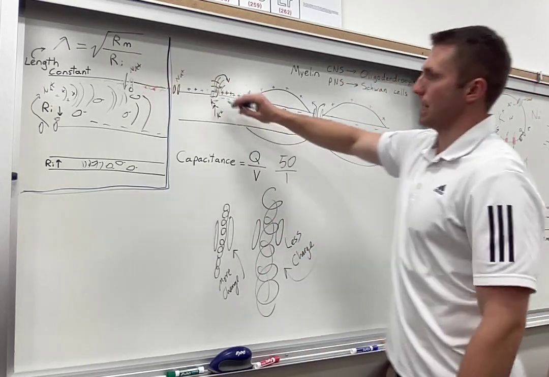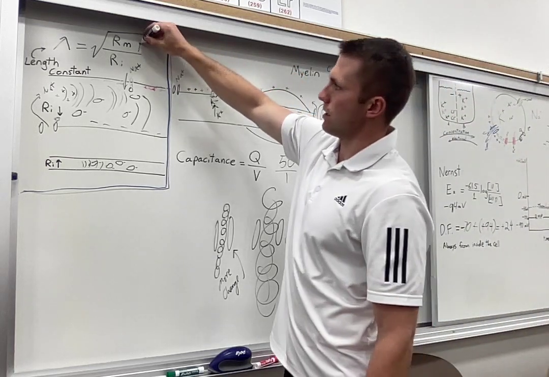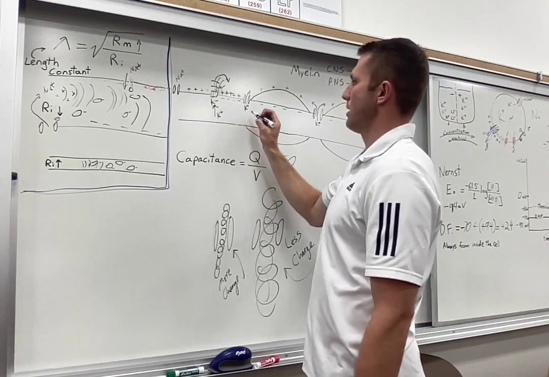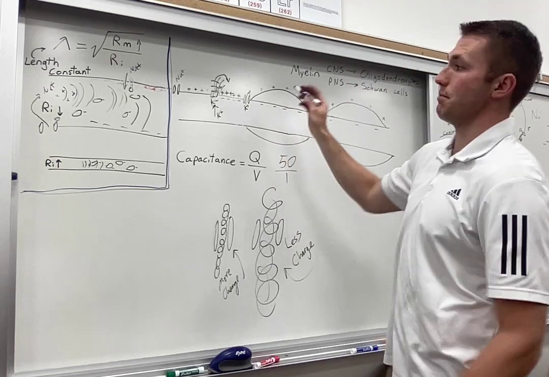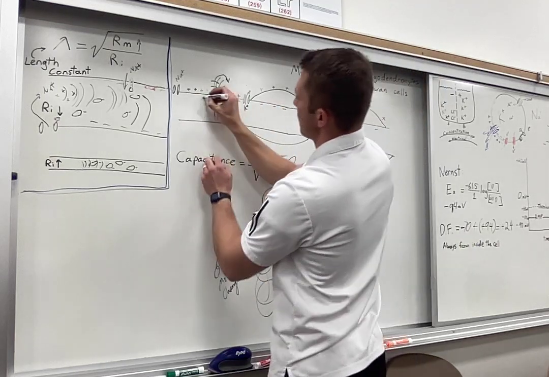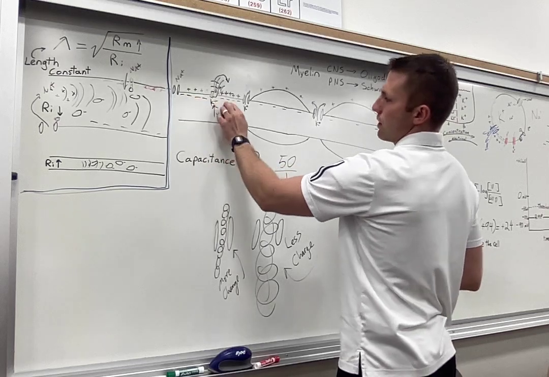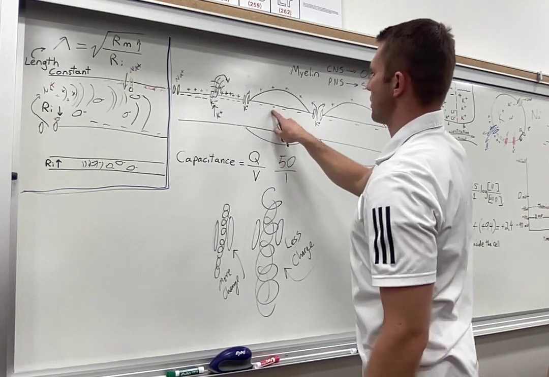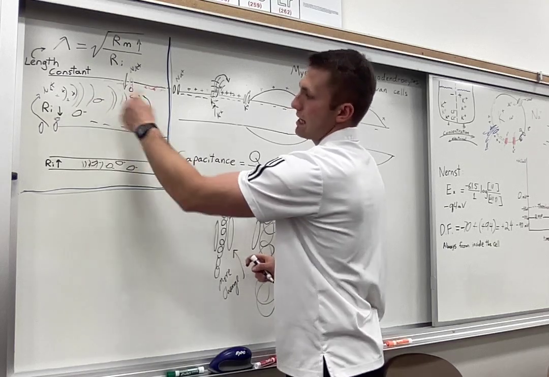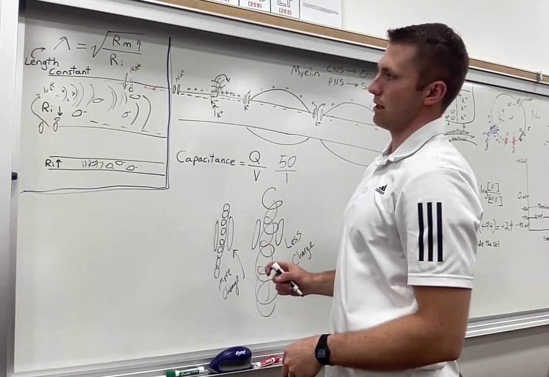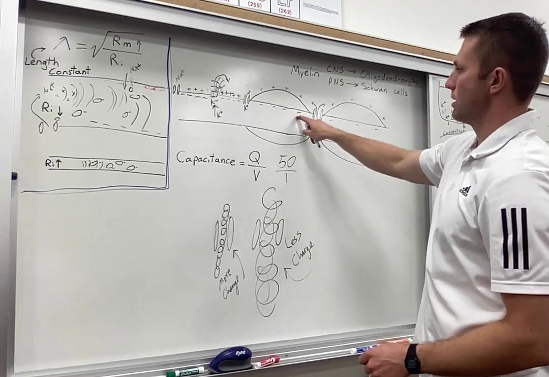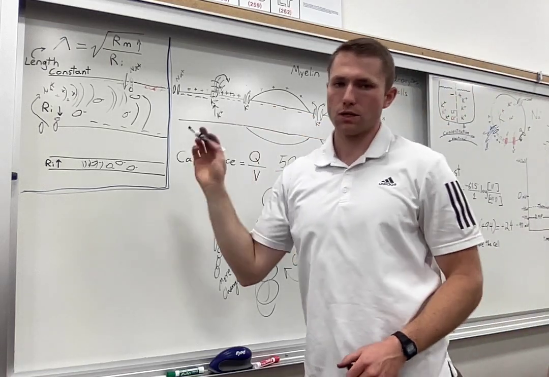So Rm is increasing with myelin, and Ri is decreasing with myelin, because compared to here, where there's a lot of negative charges right here, there are fewer negative charges here. The more negatives there are inside, the higher Ri is. And since there are fewer negative charges, Ri is not so high, it's lower.